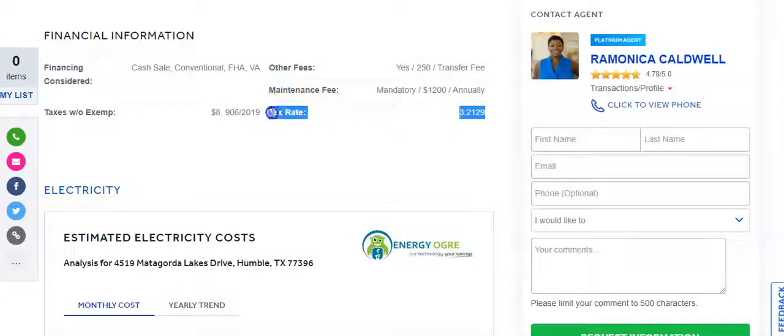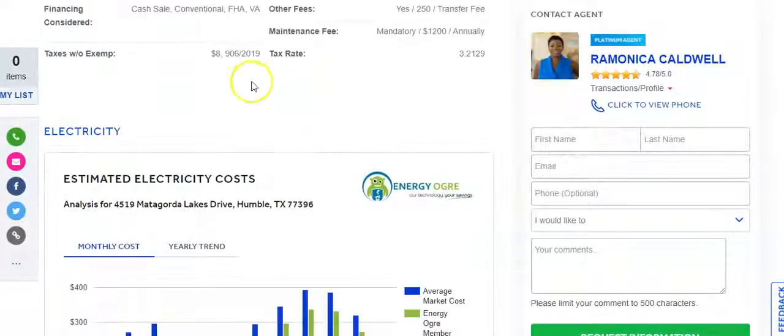The tax rate, this is very, very, very important. You want to make sure that you look at the tax rate and what the annual taxes are per year. So here are the taxes here. This is the tax rate, and this is how much they pay per year.